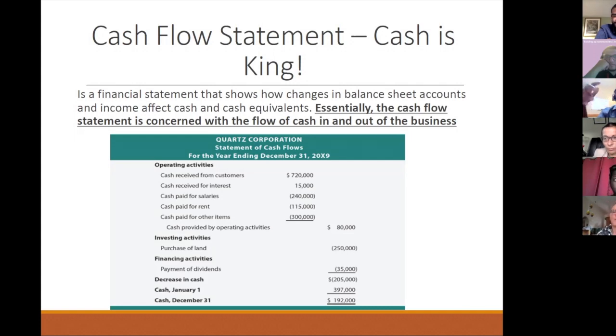And investing activity. What are you using your cash to buy? Because anytime that there's money coming in, it's positive. Anytime there's money going out, it's negative. So it's cash paid for other items, and it's a negative 300,000. The thing about the cash flow, which is also why people hated accounting, is that if things don't balance, you need to find out what is not balancing.